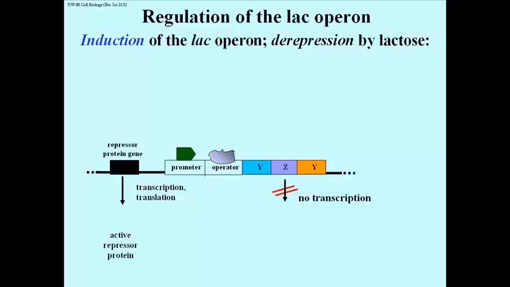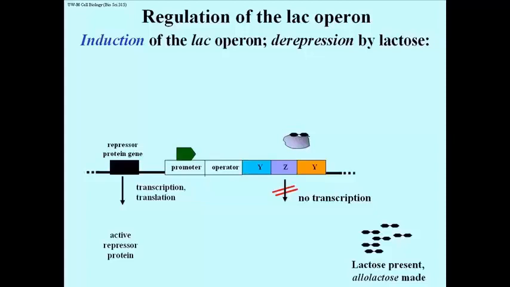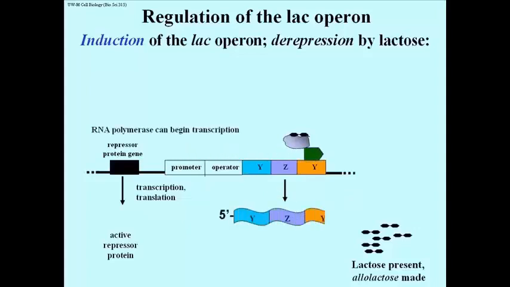But if there's limiting glucose around, this sort of thing might happen. If lactose is present, a small amount gets in the cell and a substance called allolactose is made, and that's the sugar you just saw, moving into the region of the gene and binding to the repressor, and by binding to the repressor, it causes an allosteric change of shape, and the lactose repressor protein becomes unbound from the operator, and at that point, the RNA polymerase can begin transcription, and you see here the formation of a YZA transcript.